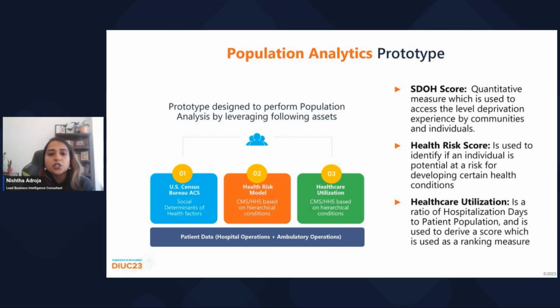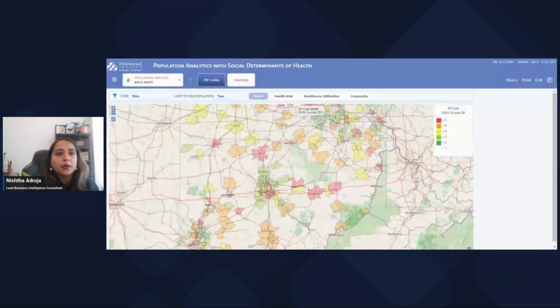The second is the health risk score model, which is used to derive the health risk score for an individual, which tells you the level of risk for developing certain health conditions. And the third one is the healthcare utilization, which is the ratio of hospitalization days to the patient population, which is used for a ranking measure. Now let's take a look at the prototype to see how we have displayed this information.